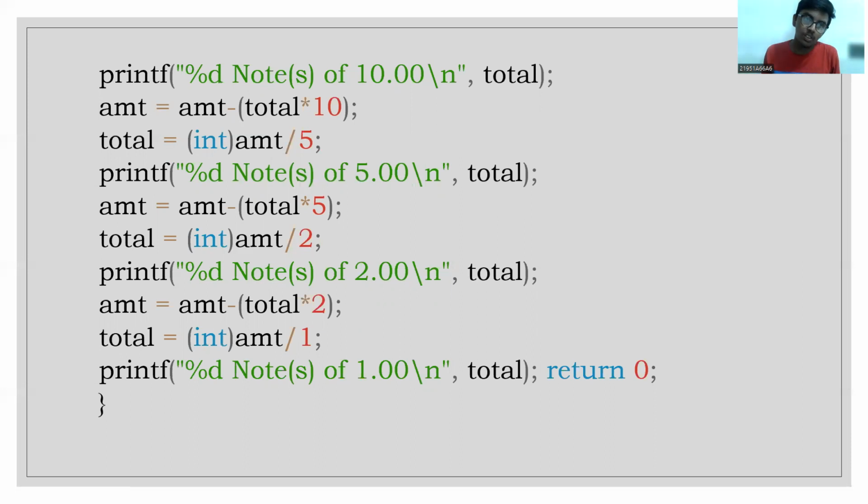Total is equal to int amt by 2. Printf of %d notes of 2, comma total. Amount is equal to amount minus total into 2. Next line, total is equal to integer amount by 1. At last we use printf of brackets %d notes of 1 rupee, comma total. At last we use return 0. That is the code.